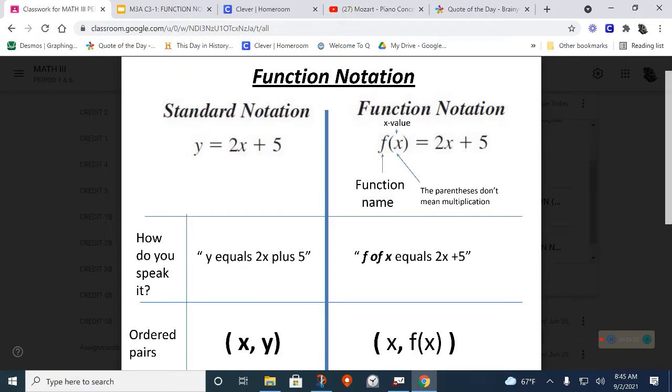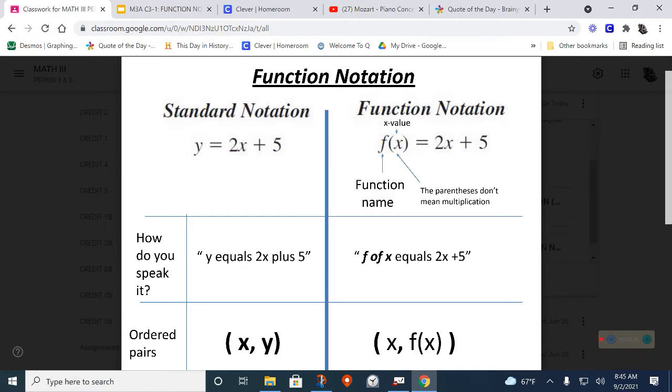The function name is always a letter. It's typically f, but it could be any letter. And the x here is always going to be this x. It's a function of x. It depends on x. So it's just a fancier way of writing a function, where instead of writing y, you write f of x. Or sometimes it's g of x, z of x, q of x. It just depends on the situation.